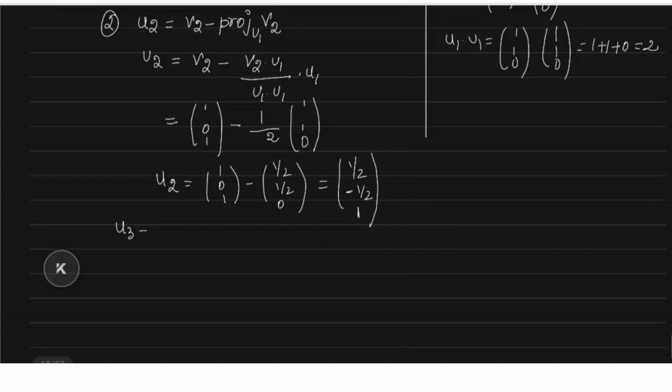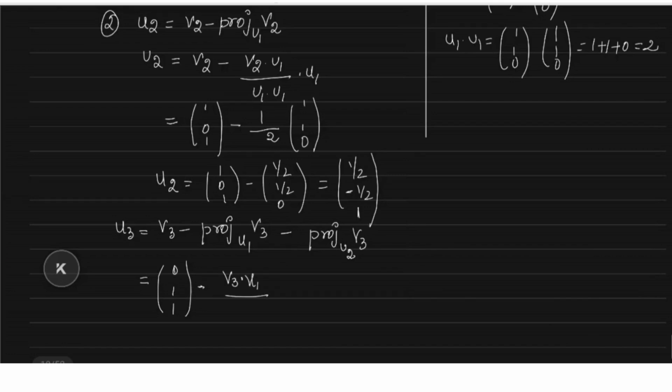Now coming to u3: u3 is v3 minus the projection of v3 on u1 minus the projection of v3 on u2. According to the question, v3 is (0, 1, 1), minus the projection of v3 on u1, which we write as v3 dot u1 divided by u1 dot u1 into u1, minus v3 dot u2 divided by u2 dot u2 into u2. The rest of the things we have to find.